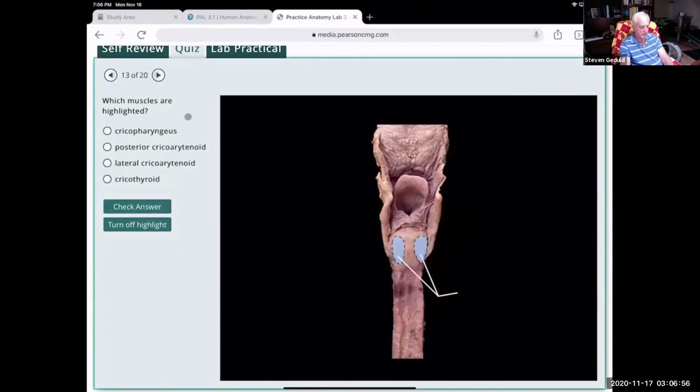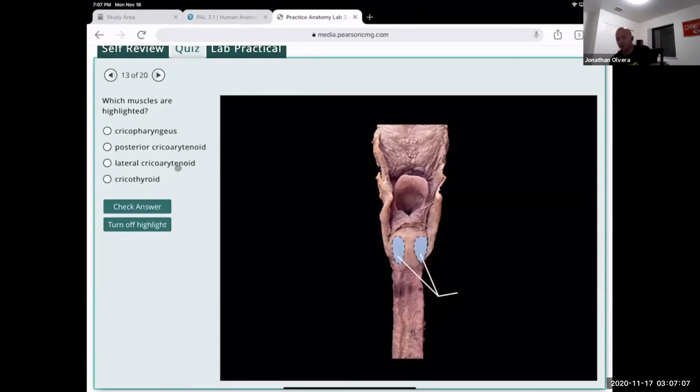All right, this is the epiglottis here. This is the opening to the trachea. And it says what muscles are highlighted. So what muscles are on the... this is the cricothyroid cartilage. I say that'd be the cricothyroid muscles.